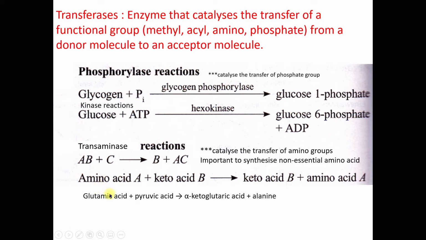Okay, and one example of non-essential amino acid is alanine. Just imagine from glutamic acid we can get alanine, which is one example of non-essential amino acid. And this non-essential amino acid is needed by our body, right? If you recall, what's the difference between essential and non-essential amino acid? Essential amino acids, those are amino acids that our body cannot synthesize, but non-essential amino acids are amino acids that our body can synthesize.